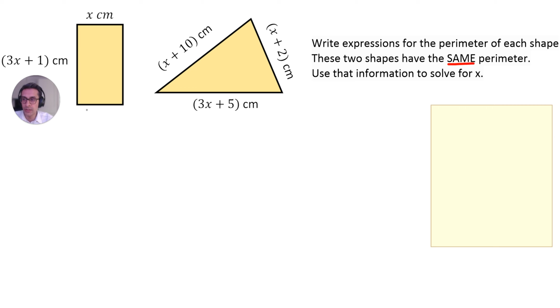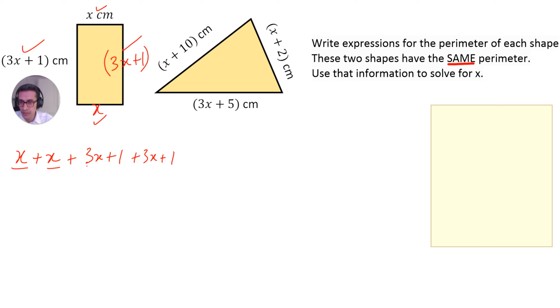So first of all, we need to label all the sides. So if that's x, this will also be x. And then this will be 3x plus 1. Put it in brackets just to make it neater. And then we've got all three sides of the triangle. So if we add up the sides of the rectangle, we're going to get x plus x plus 3x plus 1 plus 3x plus 1. So that's these two sides. And we're going to tidy this up. So we've got 6, 7, that's 8x plus 2. That's the perimeter of that rectangle.